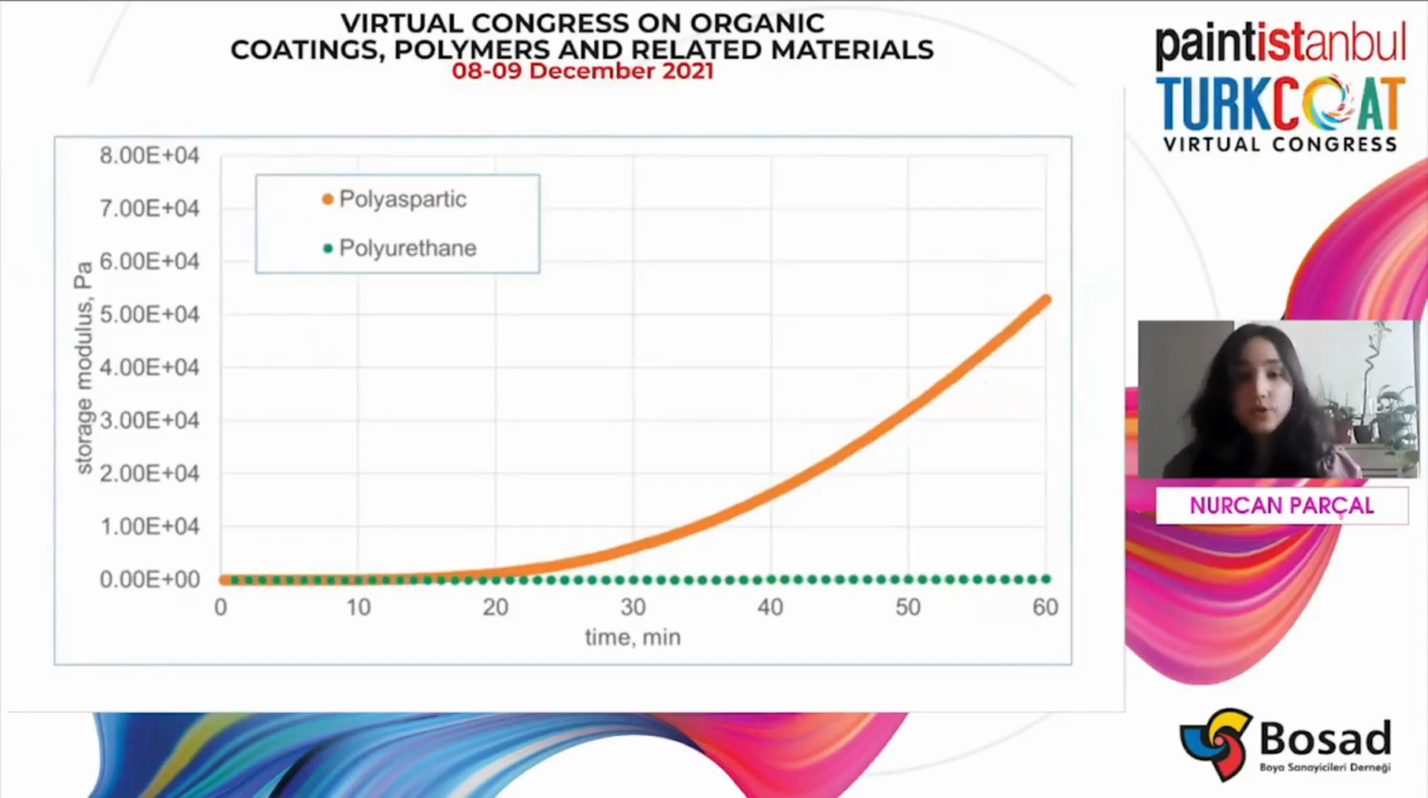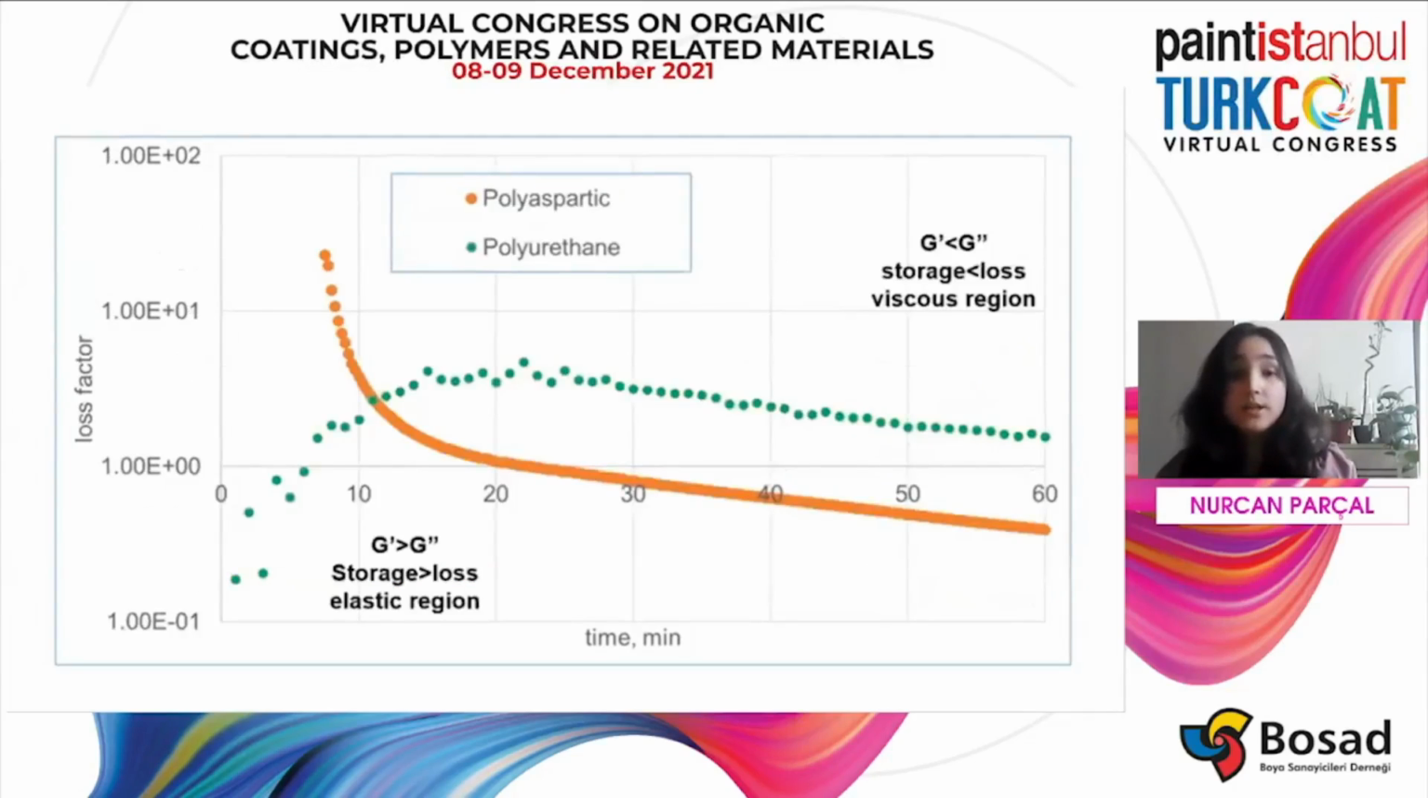You see storage modulus and time plot here. Storage modulus or elastic modulus indicates how much energy is needed to distort the material, so the slope for polyaspartic increases faster. Last factor shows the viscoelastic behavior. During the first hour of the experiment, polyurethane stays in the storage region, but polyaspartic quickly enters into elastic region.